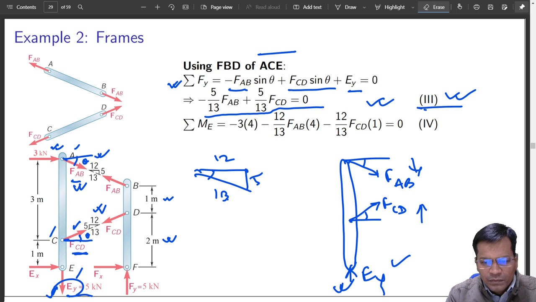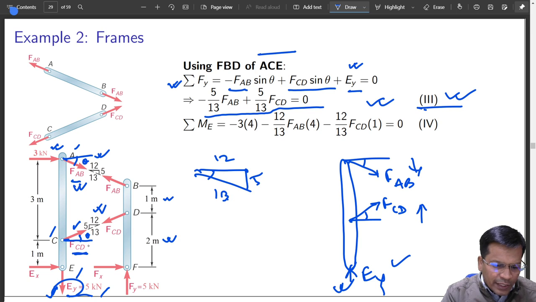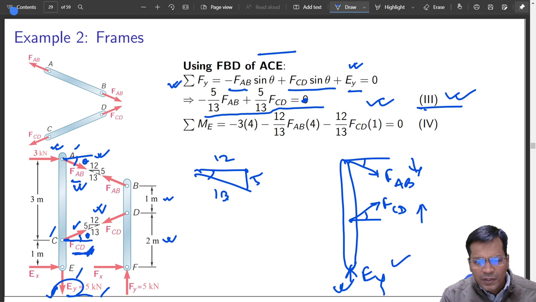Again, one of them is negative. Only one is having a direction which is opposite, is it not? Let us say if EY I am taking positive, you can take it. If you take EY as negative, you also have to take the FCD vertical component as negative as well. This one you are telling? Yes, sir. So, yes, it should be minus EY. Yes, correct. You are correct, yes.